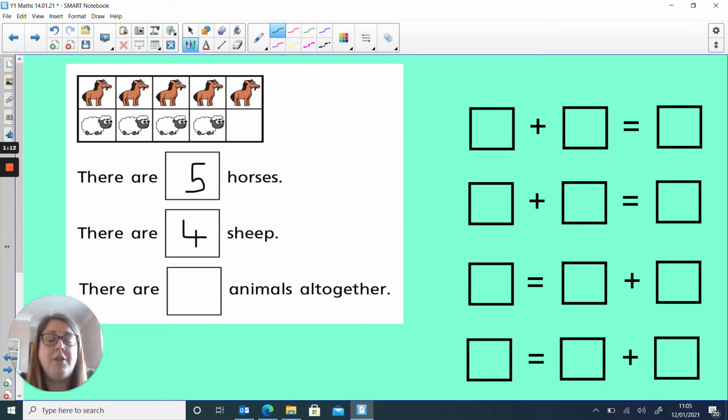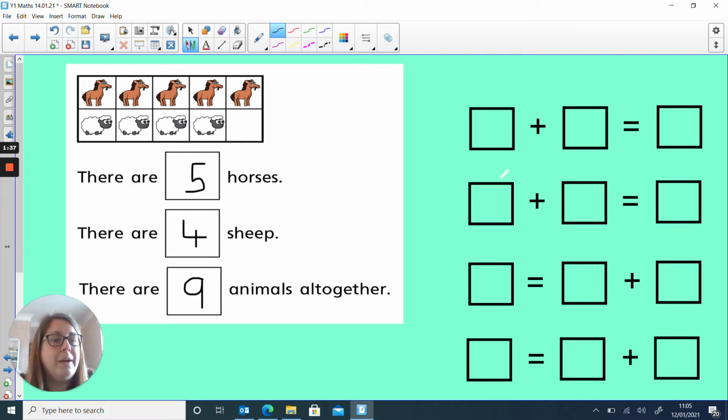So again, a couple of ways you can do this. Some of you might know what 5 and 4 makes. Some of you might be able to tell from that tens frame that 1 less than 10 is the answer. So we know 5 and 4 makes 9. Like I say, some of you might have looked at the tens frame and gone, well, it's not a full 10, it's 1 less, so we know it's 9. So lots of different strategies that people will be using.